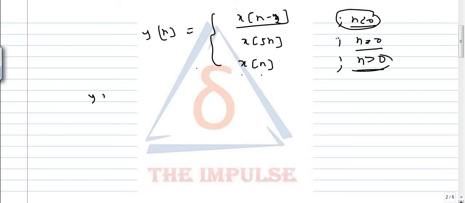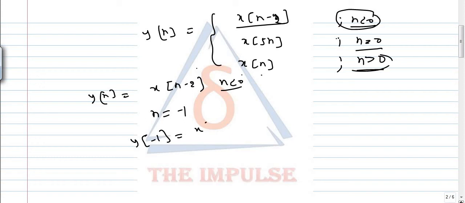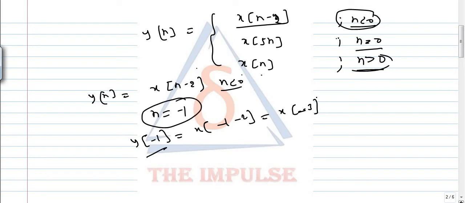So first check y[n] equals x[n minus 2] when n is less than 0, and time is negative. Let us assume n equals minus 1. So y of minus 1 equals x of minus 1 minus 2, which equals x of minus 3. So for any present time, my output depends upon the past value of input. So for this particular time, this system is causal.